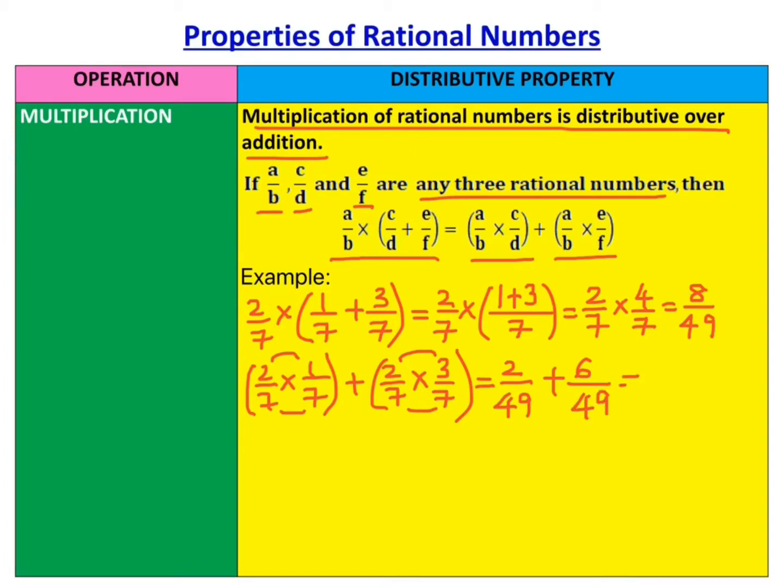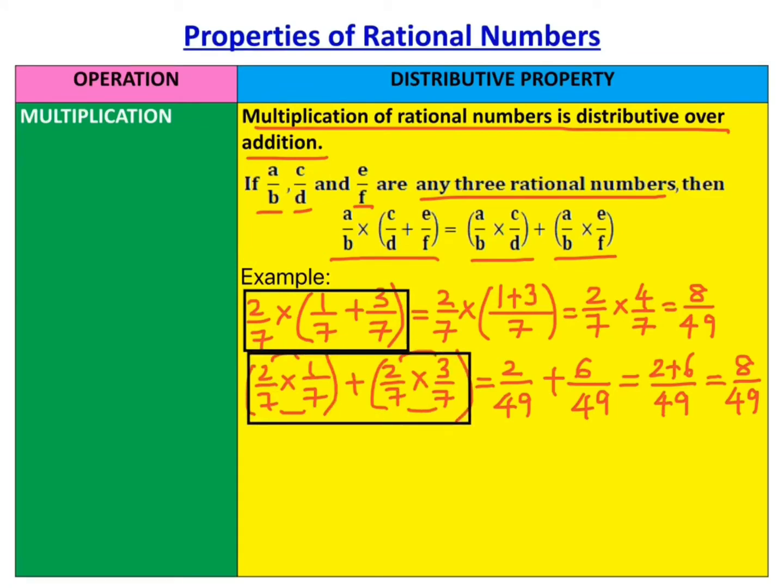This expression is equal to, now let's add 2/49 plus 6/49. Since we have the same denominators, we'll take 49 as the common denominator and add the numerators. 2 plus 6 is 8, so we get 8/49. Now you can see that whether we simplify the expression of this form or of this form, we get back the same result.